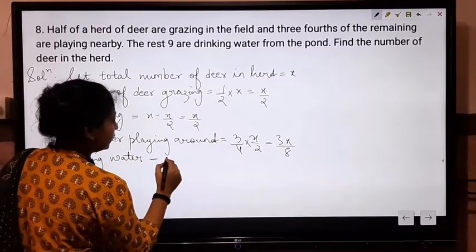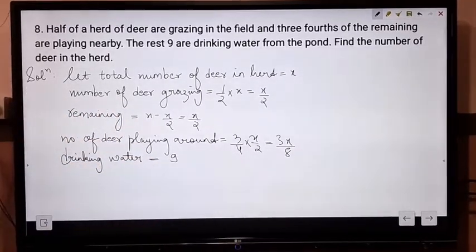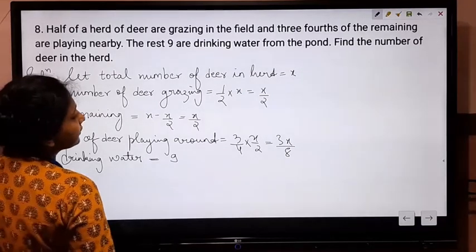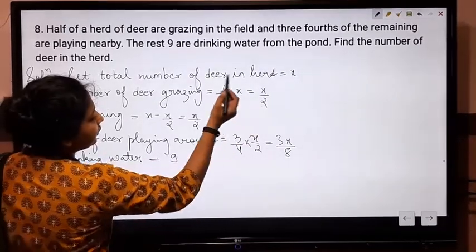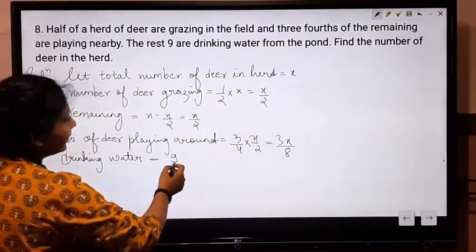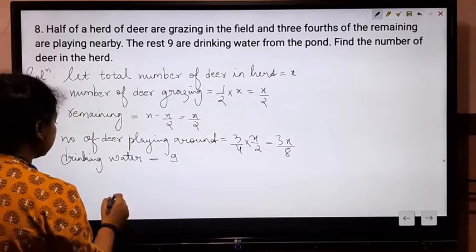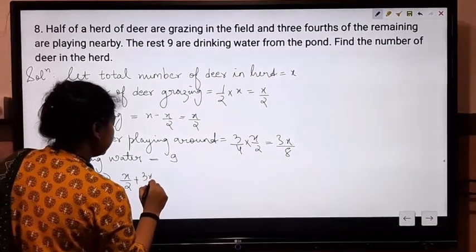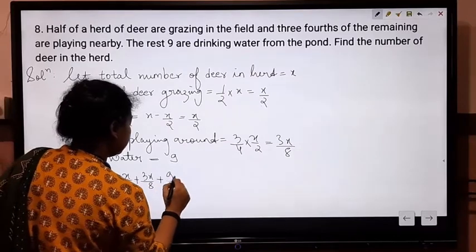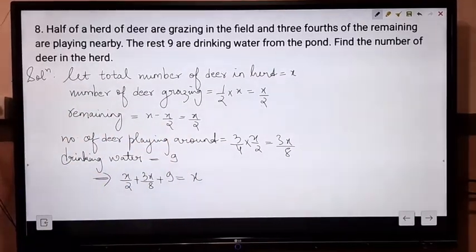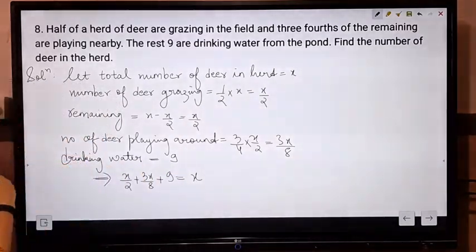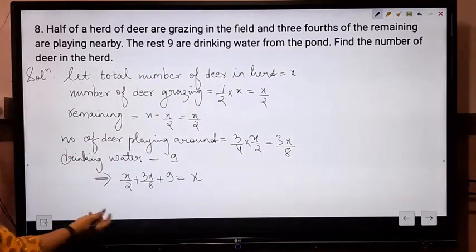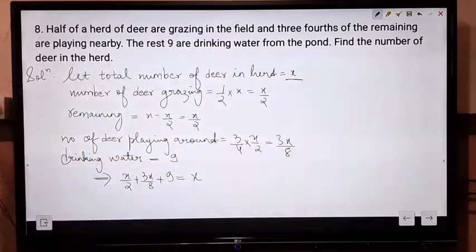How many are drinking water? 9 are drinking water. And next we have to find the total number of deers in the herd. So we know x by 2 plus 3x by 8 plus 9 gives us the total number of deers that we consider to be x. Here we have to solve this equation so as to find the value of x, and x will give us the total number of deers in the herd.